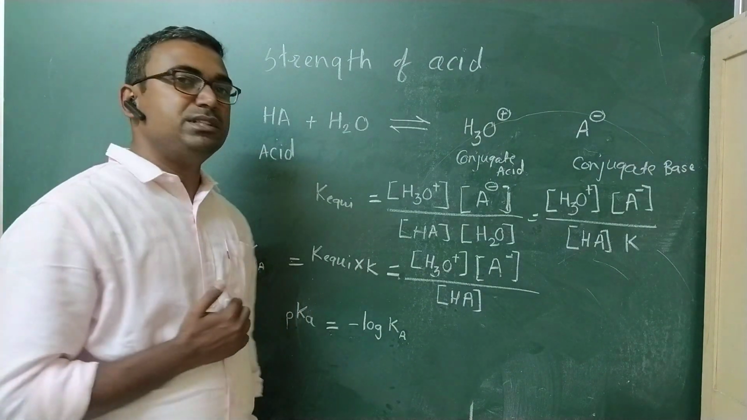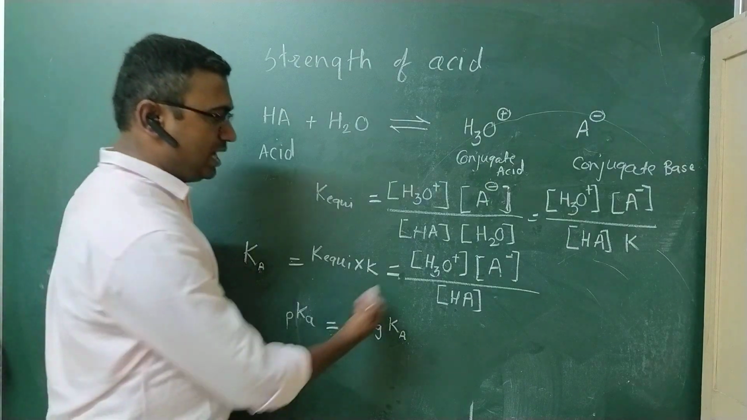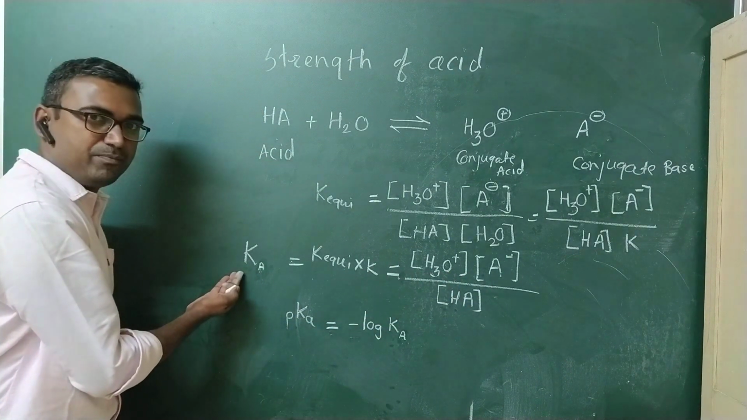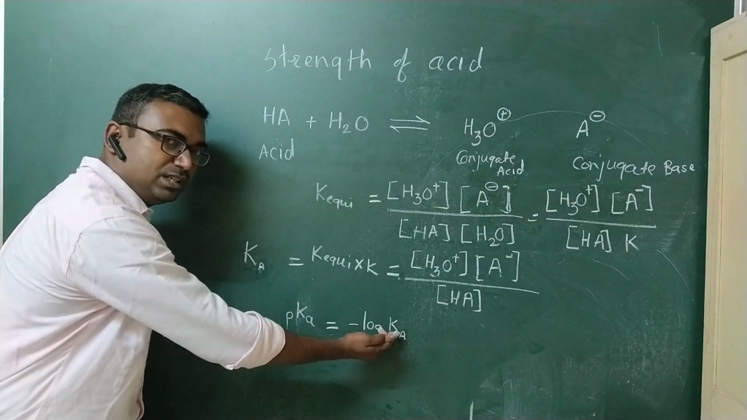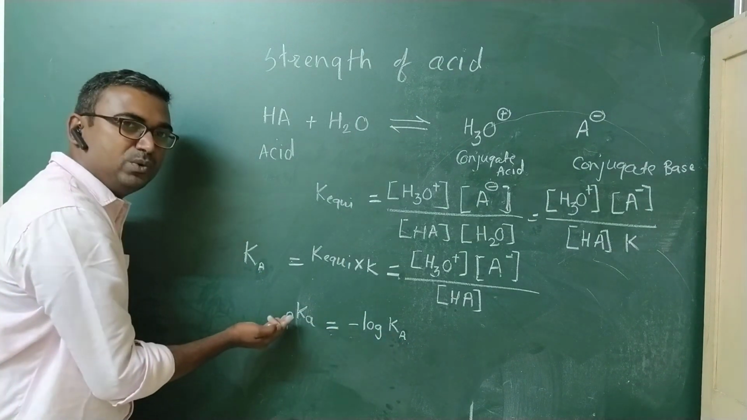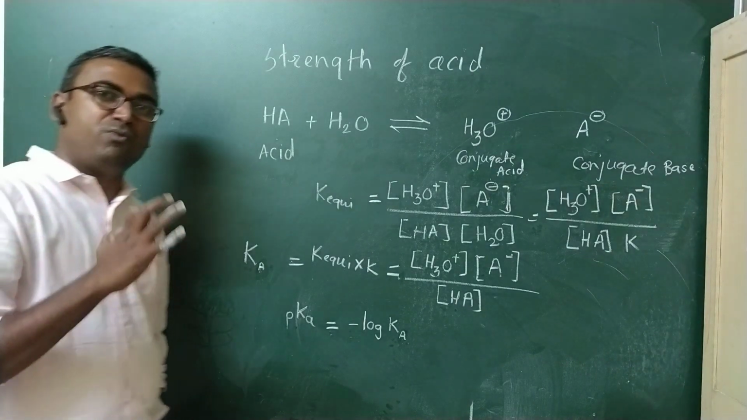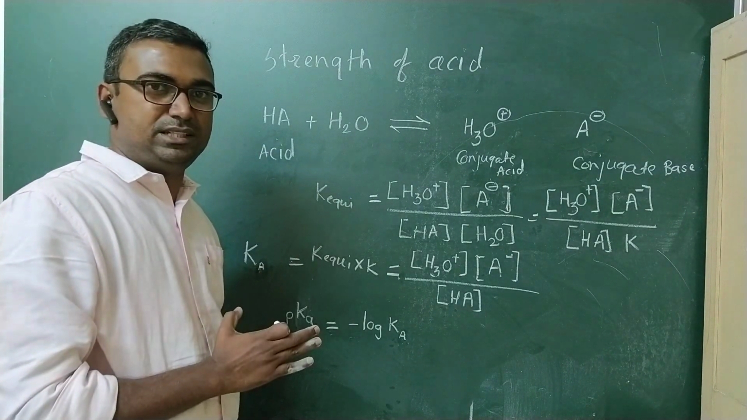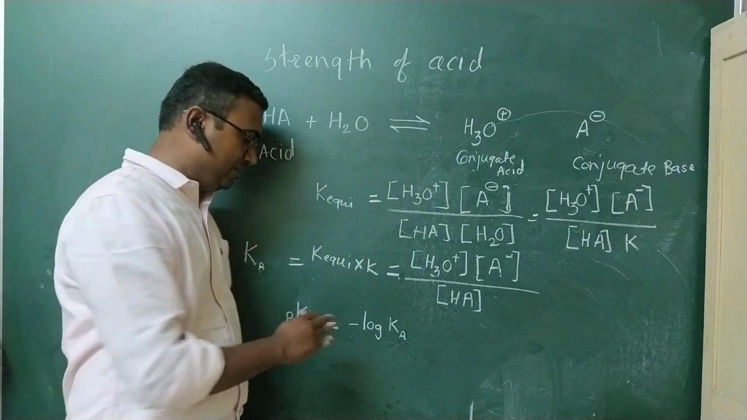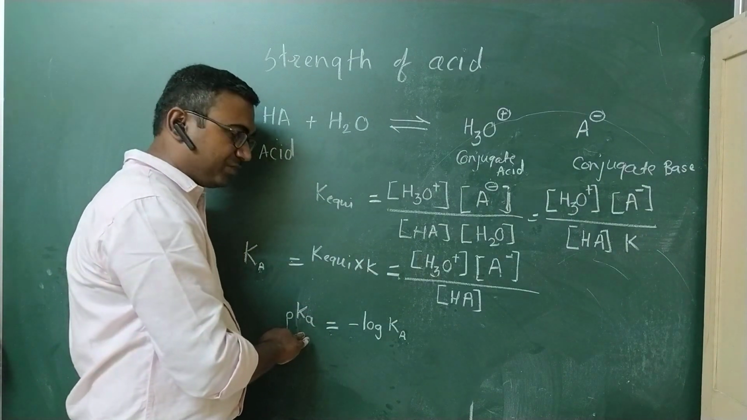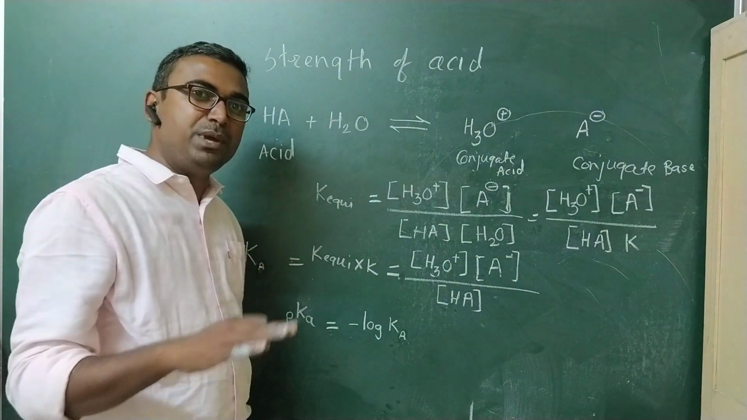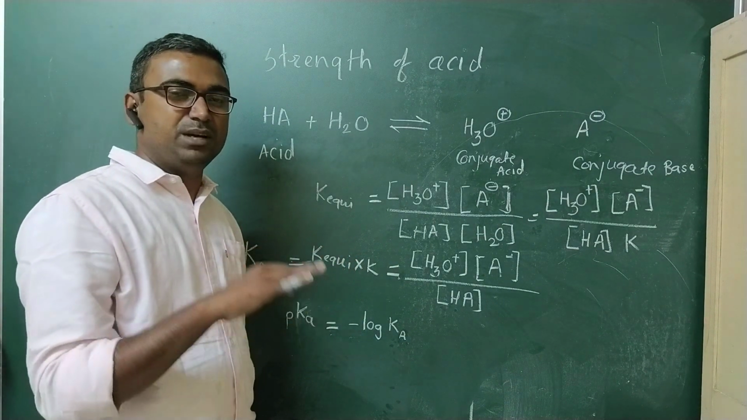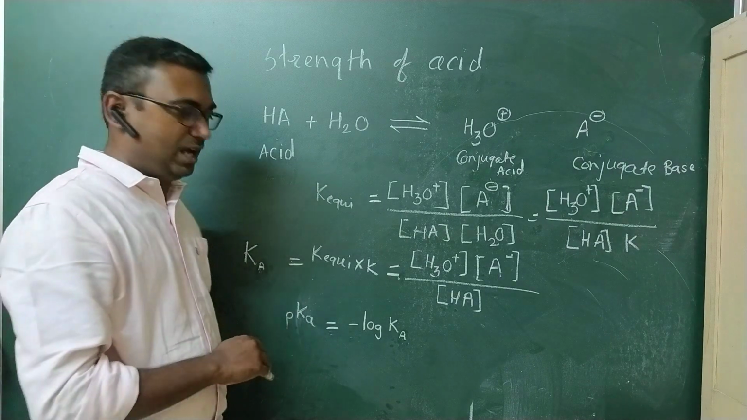A stronger acid means it has higher dissociation. Higher dissociation means the Ka value will be high, and if Ka is high, then the pKa value will be low. So for a strong acid, the pKa value will be low, and for a weak acid, the pKa value will be higher.